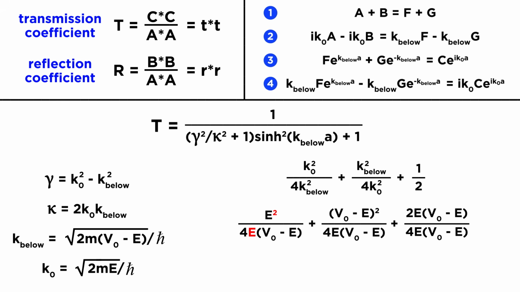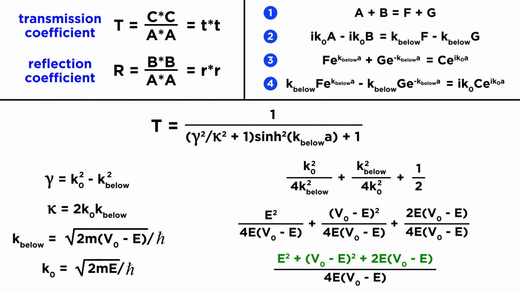To get a common denominator, we can multiply the first term by E over E, the second term by V0 minus E over V0 minus E, and the third term by both of these. That gives us our common denominator, and the numerator becomes E squared plus the quantity V0 minus E squared plus 2E times the quantity V0 minus E.